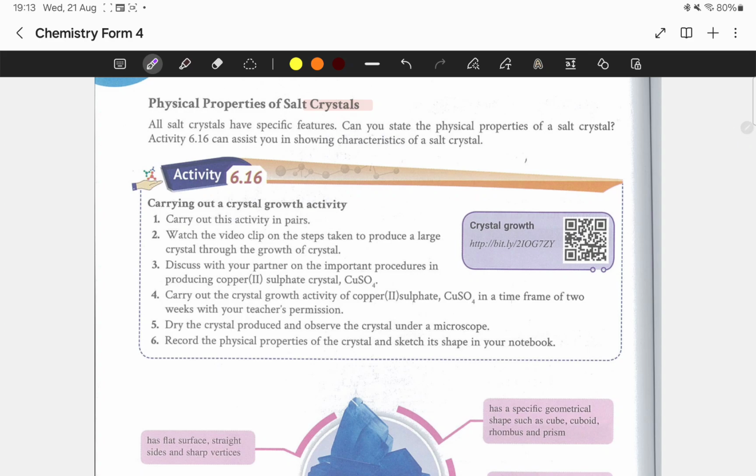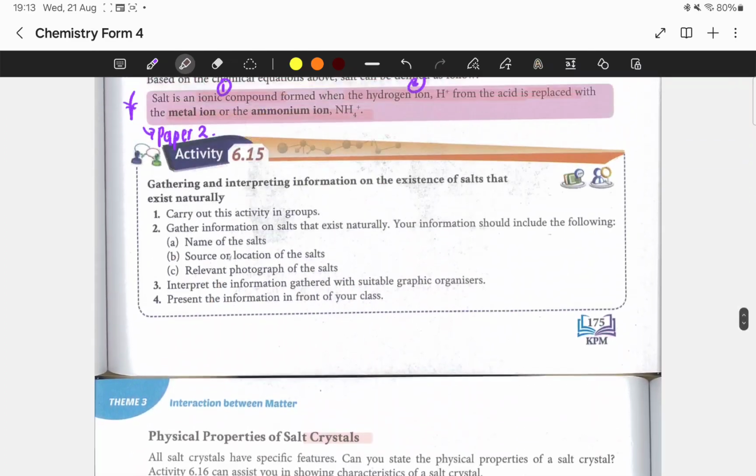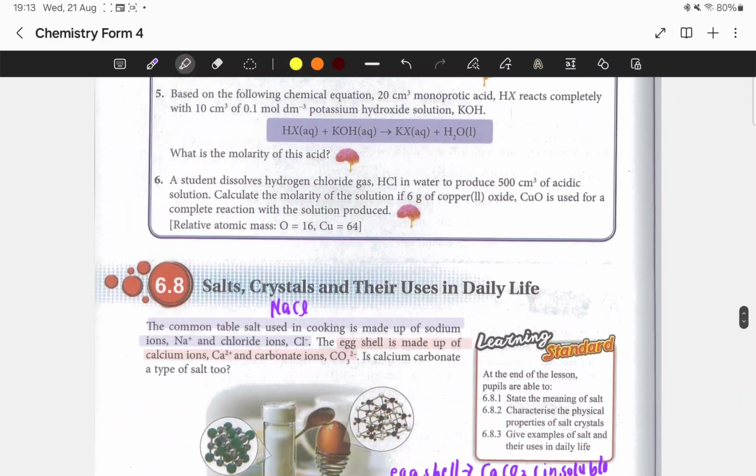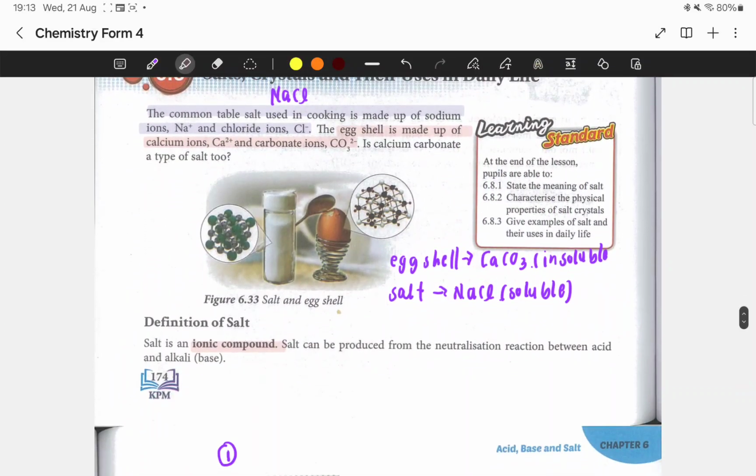So today I'm going to continue with SEAL 6.8, Physical Properties of Salt Crystals. In the previous video you learned about salts, right? Actually, there are some salts in the form of crystals.